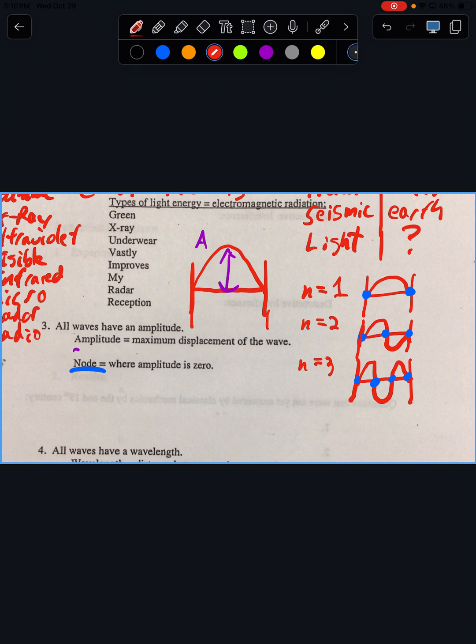So the first fundamental wave. Where's the amplitude the highest, Mike? In the middle. MJ, where is the amplitude 0? At my hand and the doorknob. So those are nodes, Ariana, where the amplitude is 0.